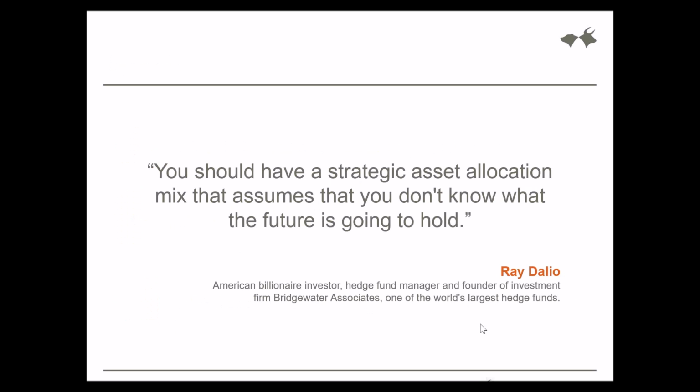So the first part, asset allocation, and this is just a quote from Ray Dalio, some of you may have heard of. He's the founder of, I think, the world's biggest hedge fund. So he's obviously a guru investor, but his take on asset allocation is you should have a strategic asset allocation mix that assumes you don't know what the future is going to hold. Basically, another way of saying that is: don't put all your eggs in one basket, essentially, because different things can happen in the world which will affect different types of investment. So you don't want to be exposed to any one type of investment such that if something specific happened, your whole portfolio would blow up.